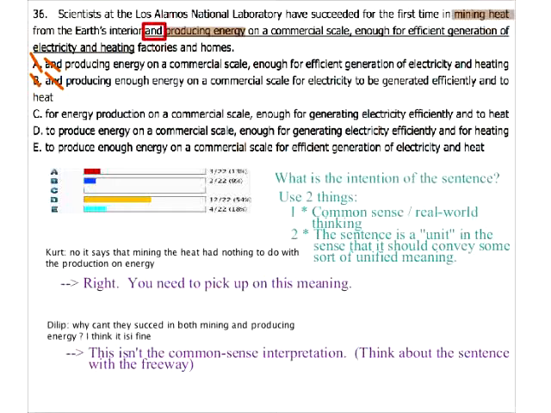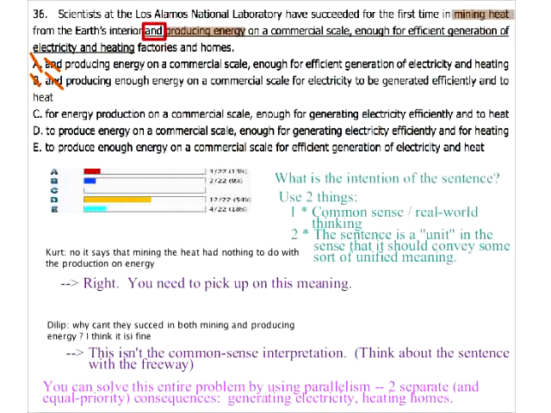I also want to note that you can actually solve this entire problem by the use of parallelism. So let's just quickly touch on that. Generating electricity and heating factories are parallel ideas. There are two separate, equal priority consequences, which are heating and generating electricity and heating homes. So those need to be parallel.